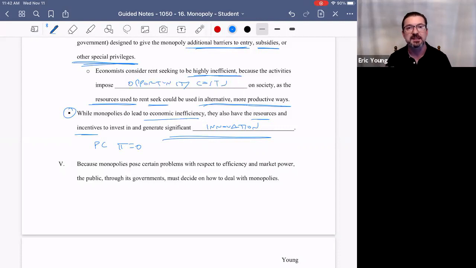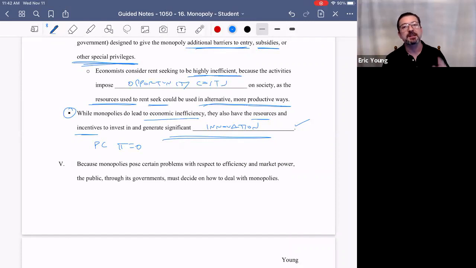Monopolies have both the incentive and the resources to invest. And in fact, lots of economists acknowledge that the bulk of our innovations in society today, from new technologies to better pharmaceutical drugs to help people live longer and everything in between, lots of those innovations stem from firms with market power.